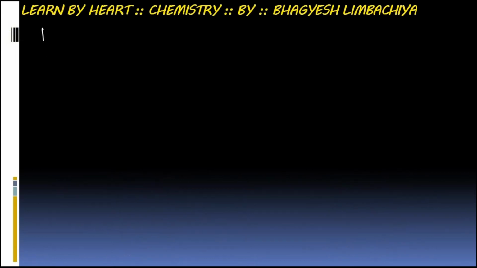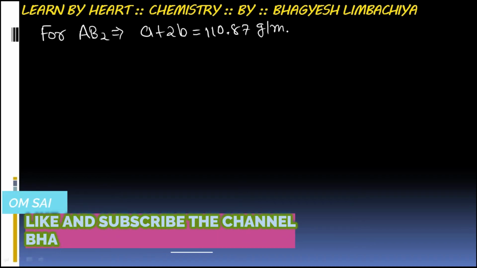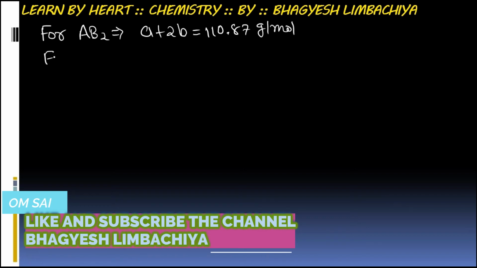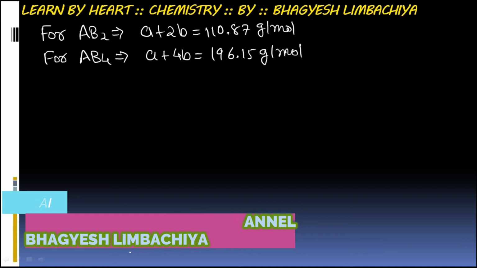So here we are getting two molecular masses of AB2 and AB4. So for AB2, a plus 2b equals 110.87 gram per mole, and for AB4 it is a plus 4b equals 196.15 gram per mole.